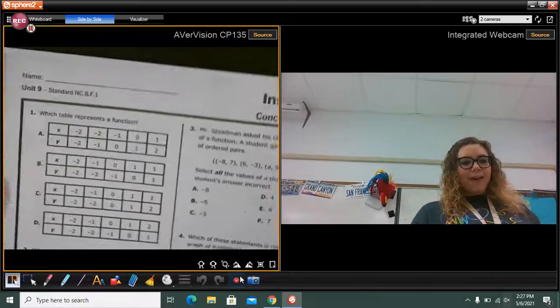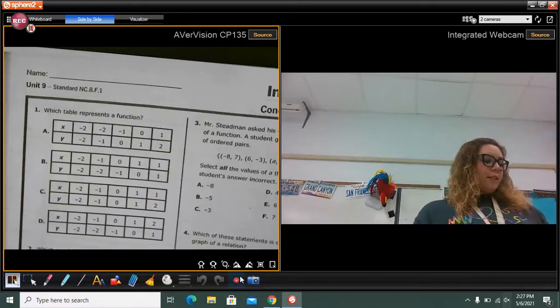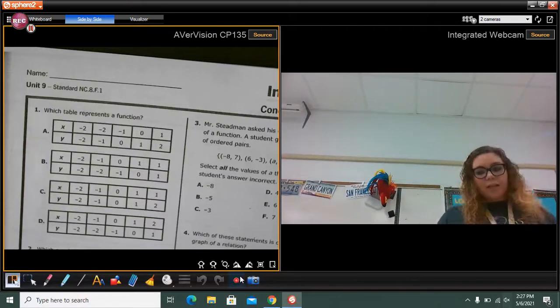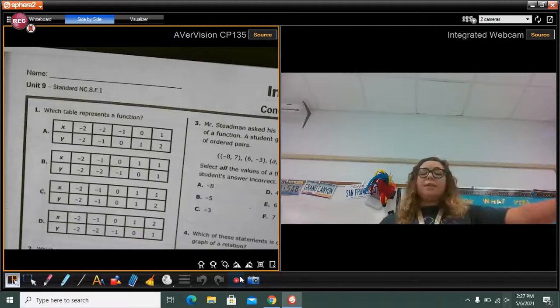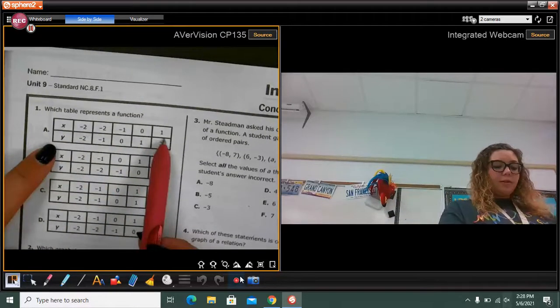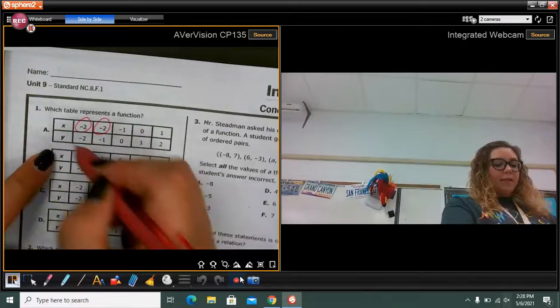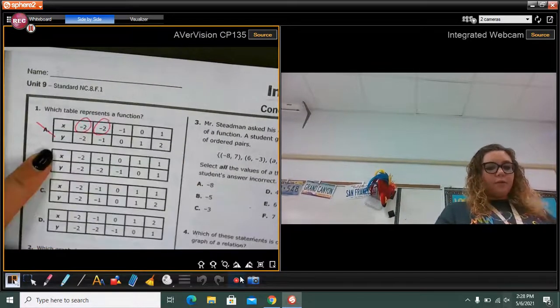Okay, welcome back. Let's look at number 1. Which table represents a function? Okay, remember, a function is usually going to have no repeating x values at all. Okay, do I have any repeating x values? I do. -2. Is the outputs different? Yes, so this is not a function.